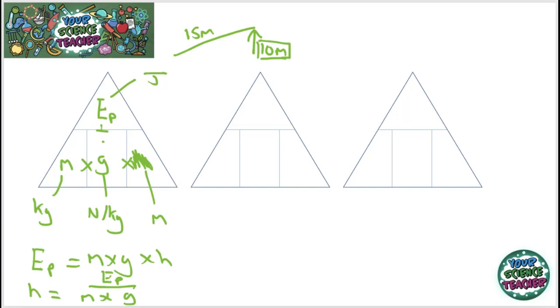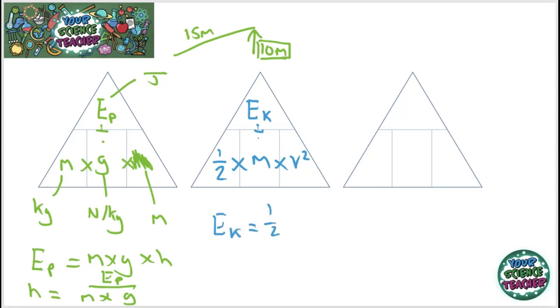The next energy store we are going to focus on is kinetic energy. Kinetic energy can be worked out using half times mass times velocity squared. Now, that's how to get kinetic energy. You just do half mv squared.